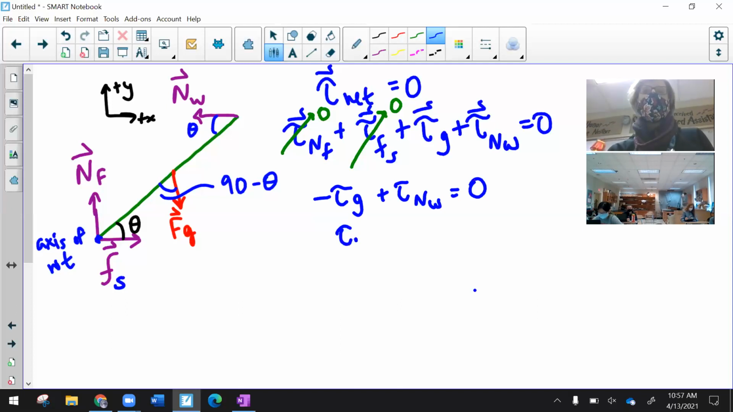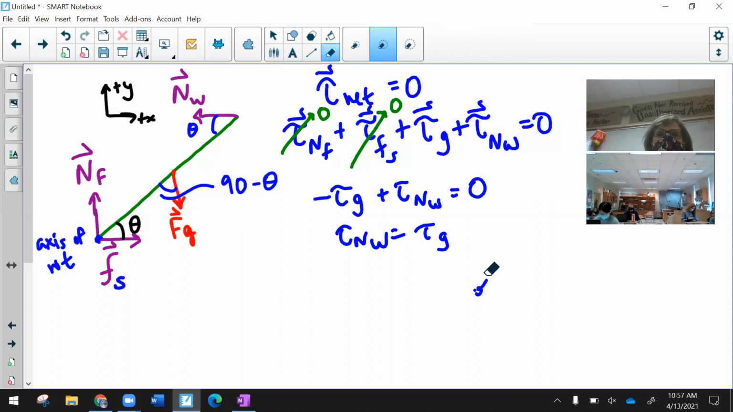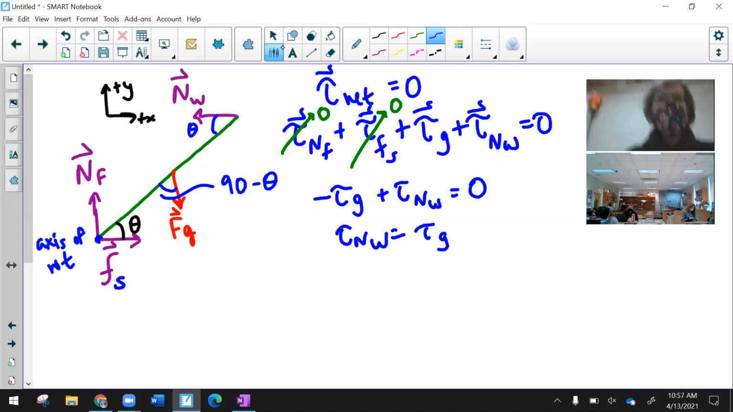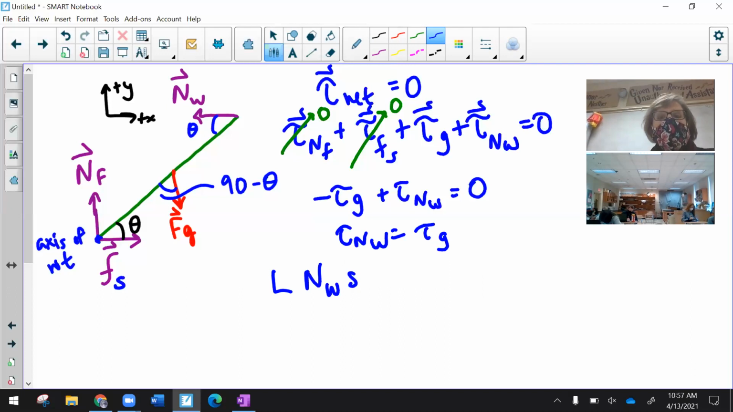So I'm just going to jump ahead to saying that my torques are equal to each other, because it just makes everything easier. Okay, so the torque due to my normal force from the wall is going to be R F sine phi. What's R? L. F is that normal force due to the wall times the sine of what? Theta. Okay.